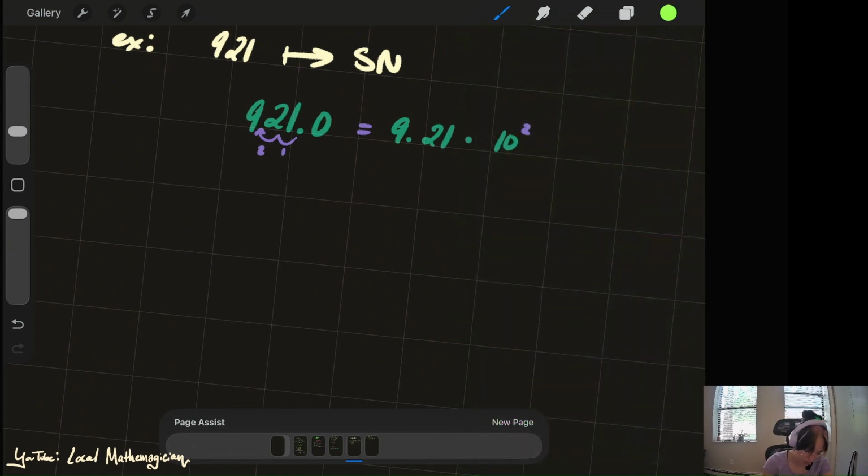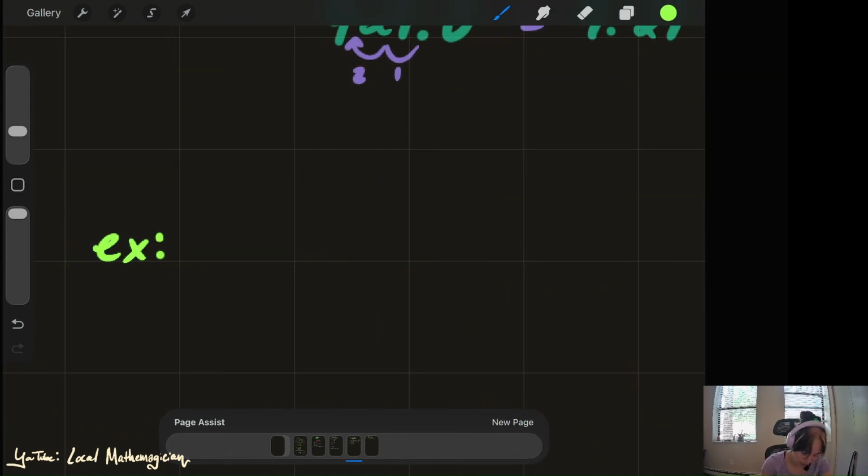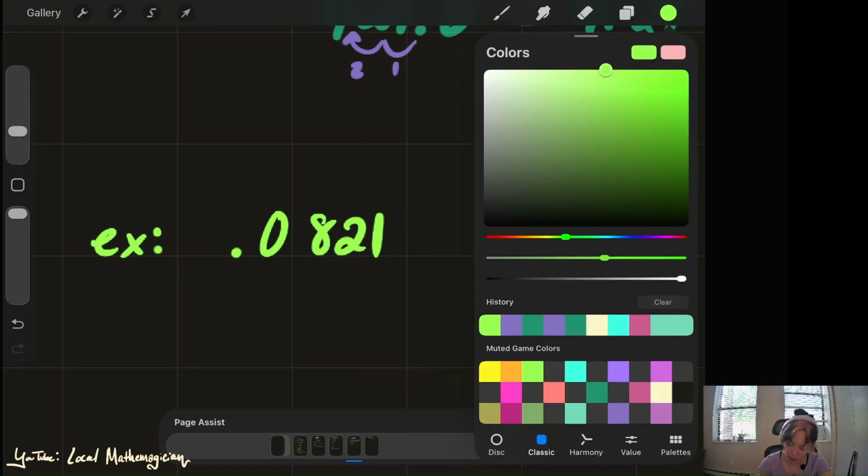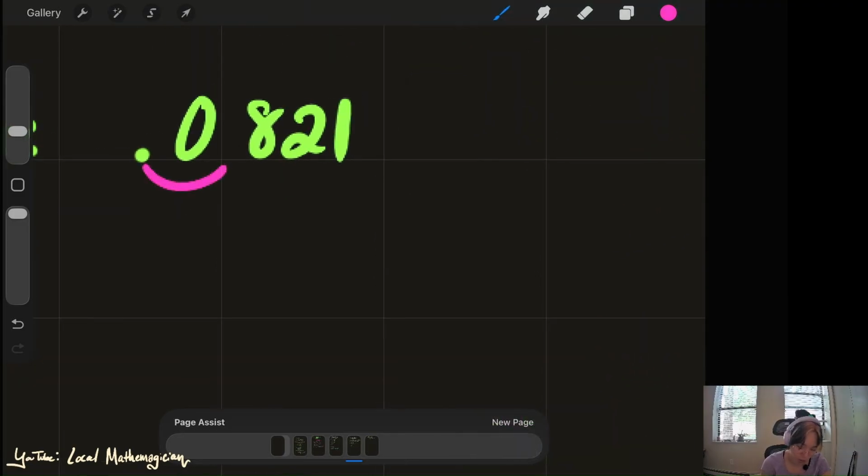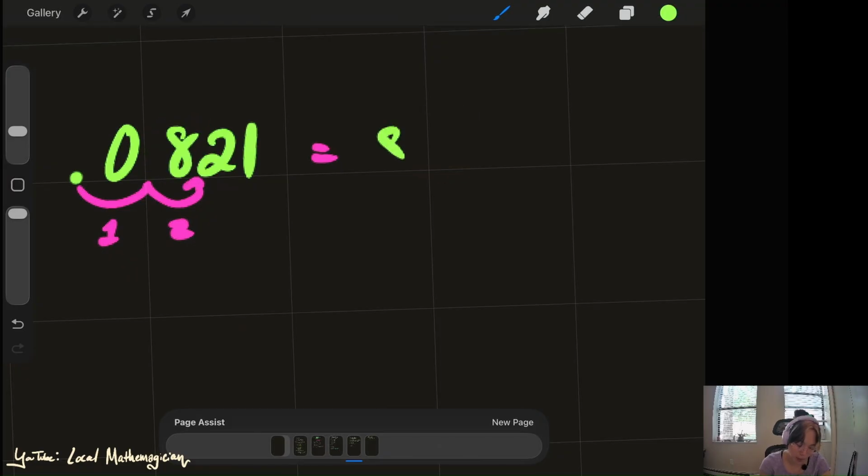Oh, but Amanda, what if my number's too small? I got you. Let's say the number is 0.0821. Too small. That's okay. We're going to sino that thing. We're going to go 1, that's still less than 1, I fear, and 2. Okay. That leaves me with 8.21. And how many times did I multiply by 10 to get the number to be bigger? Twice. So it's going to be 10 to the negative 2.